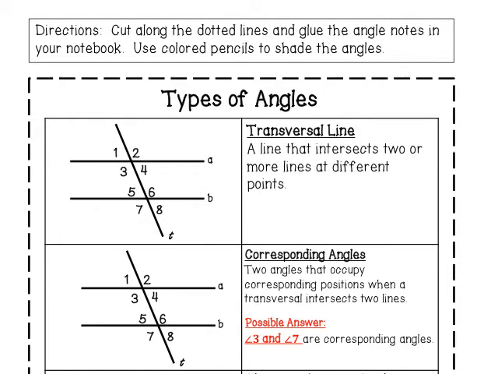So a transversal line, I know that's kind of a weird word, but a transversal line is a line that intersects two or more lines at different points, okay? And I'm going to say here it's usually intersecting parallel lines. And remember, parallel lines never touch.